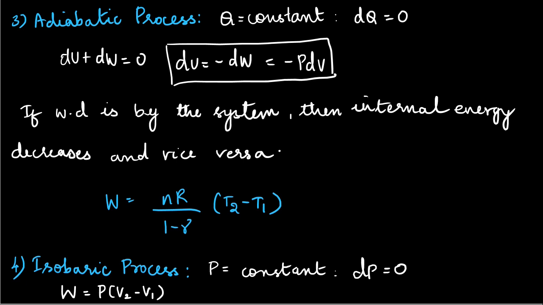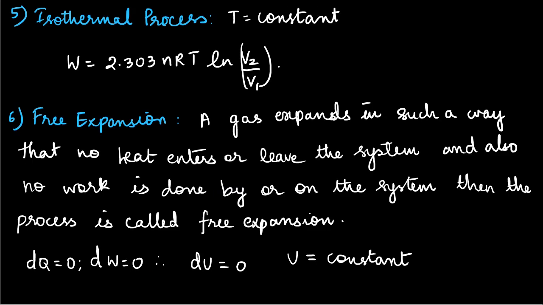And next is the isobaric process where P is constant here. So dP will be 0. Okay, pressure is constant, so dP will be 0 and work done will be PdV. dV is nothing but the change in volume, so V2 minus V1. Okay, so next is the isothermal process where temperature is constant and the work done relation is given as 2.303 nRT log V2 by V1.